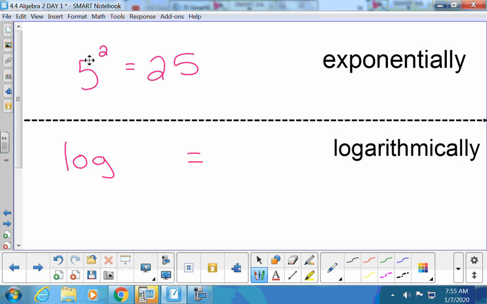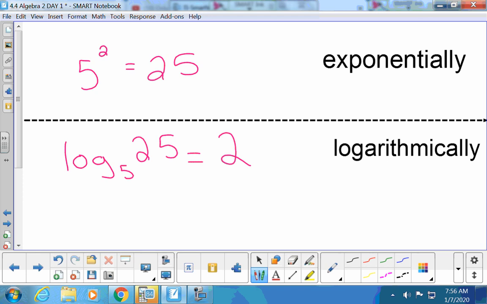Here's how left, right, center works. It's almost like a crisscross action, and this is what makes it confusing. The 5 is the little guy because he's the base, so he goes on the left. The 2 is the exponent, so he goes over on the right. You already see the crisscross action happening. And then 25 is the answer, so he goes in the center.